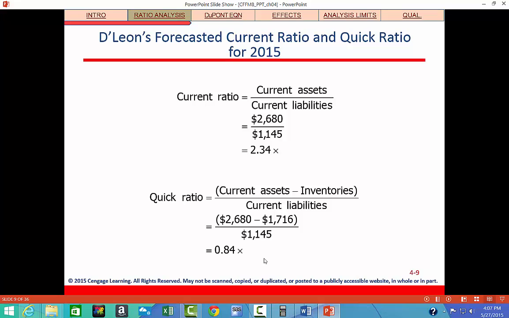Now these two numbers don't really mean much because I have no way to compare them with the firm in the previous years or with the industry average. So those are two other things that we need to be able to make a statement about these numbers, whether they're good or bad.